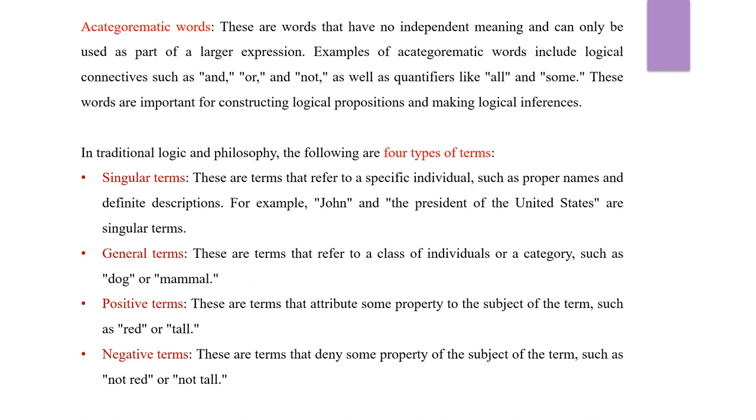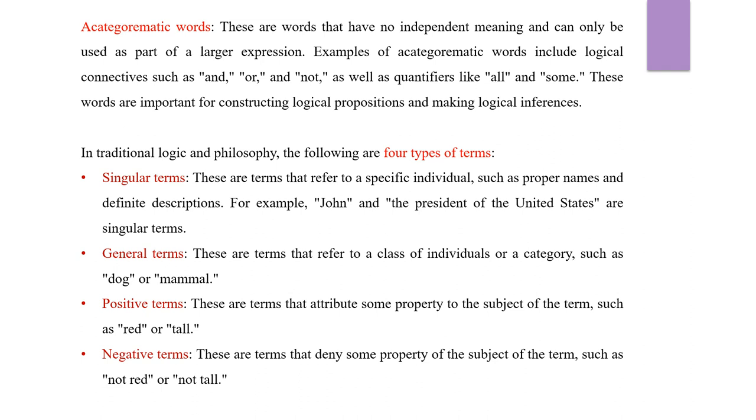Acategorematic words. These are words that have no independent meaning and can only be used as part of a larger expression. Examples of acategorematic words include logical connectives such as and, or, and not, as well as quantifiers like all and some. These words are important for constructing logical propositions and making logical inferences.